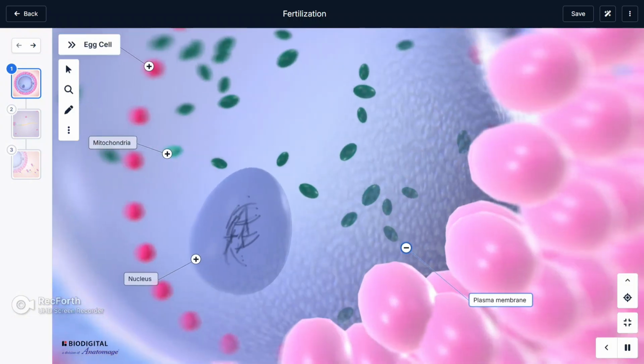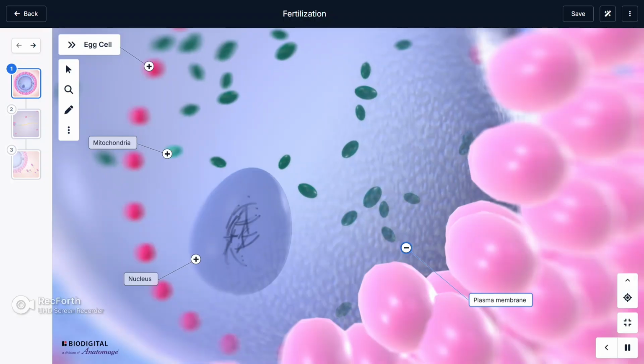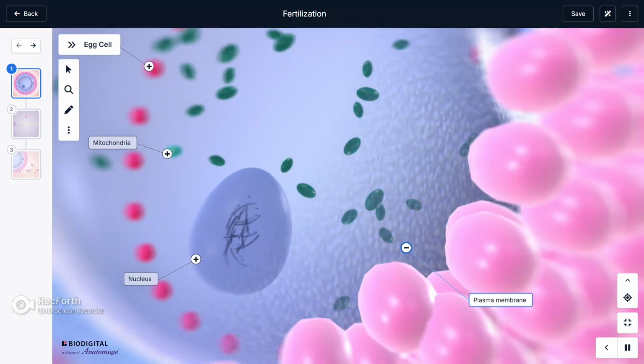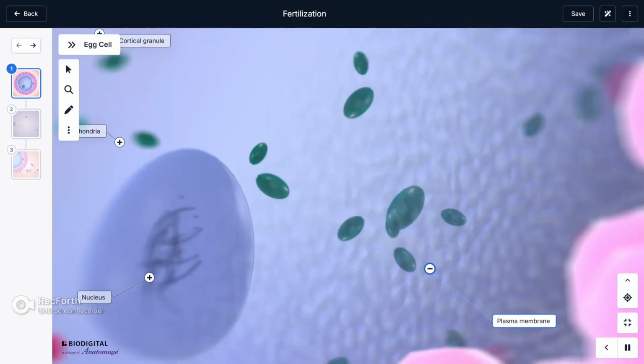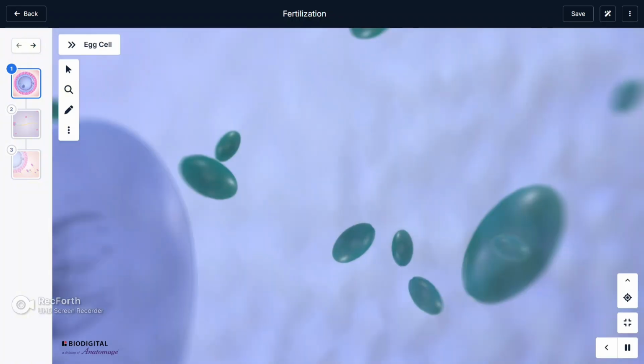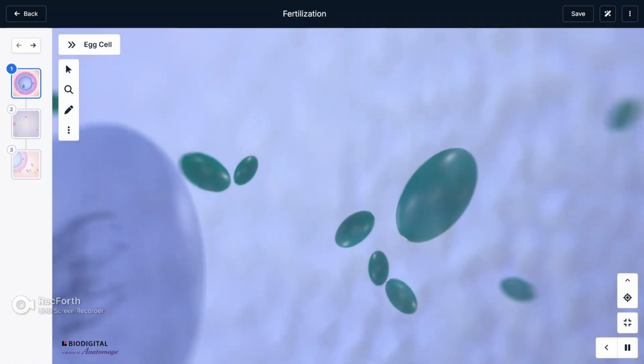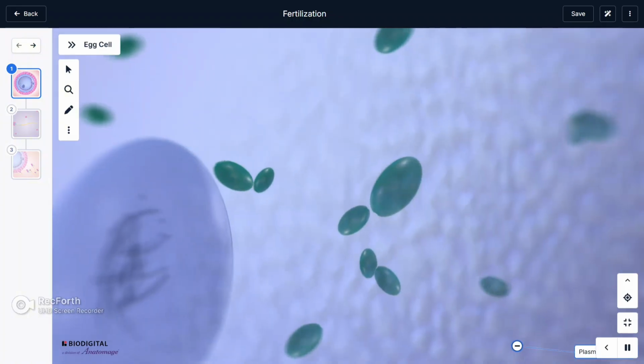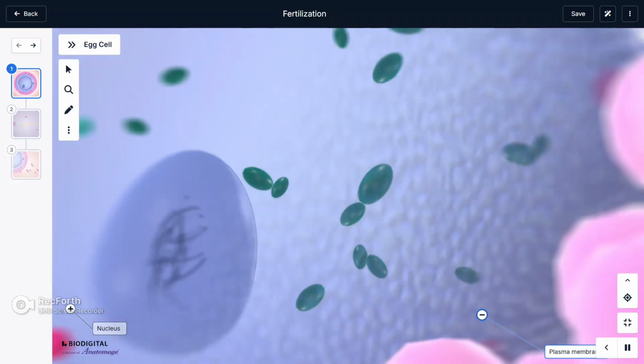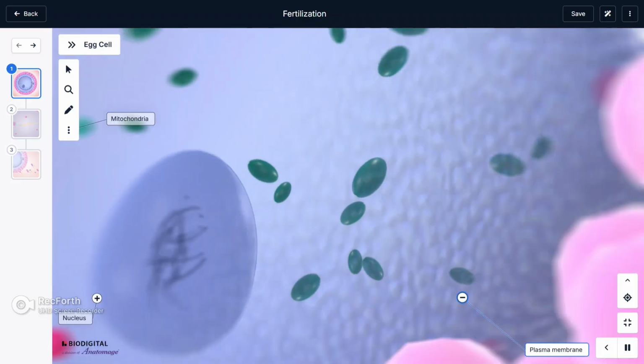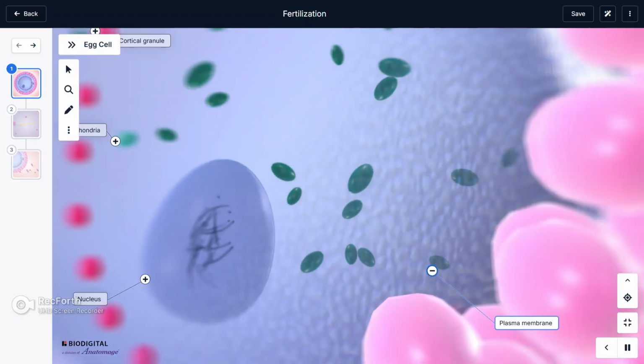This site here is the plasma membrane, also known as the oolemma, and this is the lipid bilayer that encloses the egg cytoplasm. It regulates the entry and exit of molecules and is the site where the sperm eventually fuses to deliver its genetic payload.